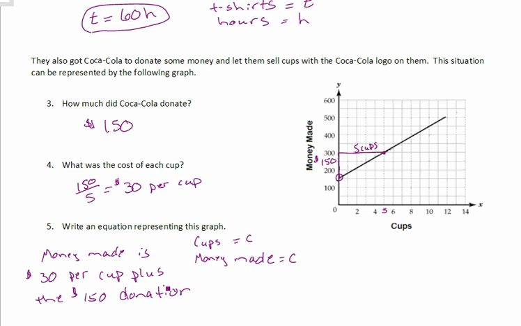Okay, with that in mind, now I know what my equation can look like. All I'm going to do is translate that. Money made, I should probably make an M instead of a C.